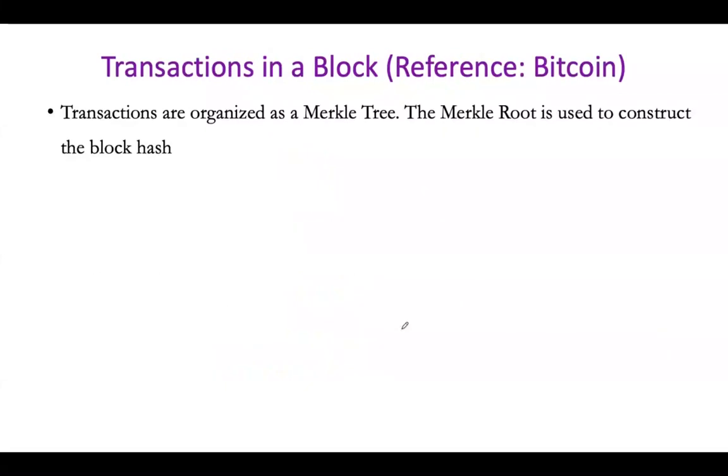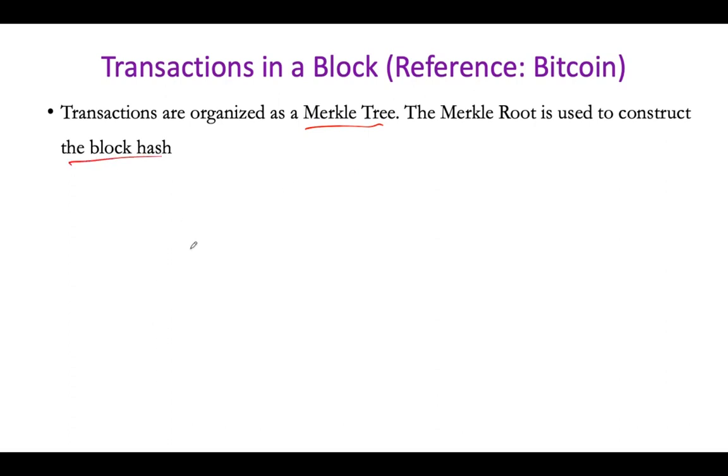So now let us get into some details of your transactions. We talked about the header field of the blockchain in the Bitcoin network. So let us see the transactions in the block of your Bitcoin. So what are the transactions? As we said, the transactions are organized as a Merkle tree. So the Merkle root is used to construct the block hash, as we said, right?